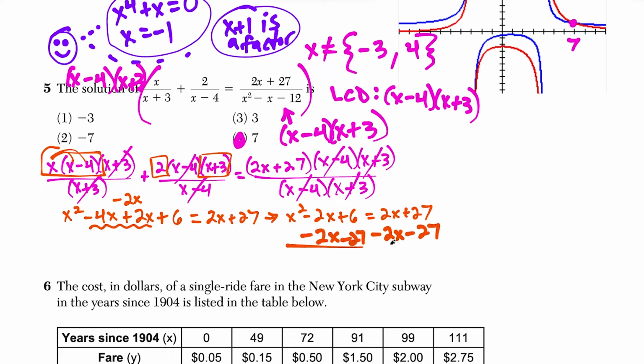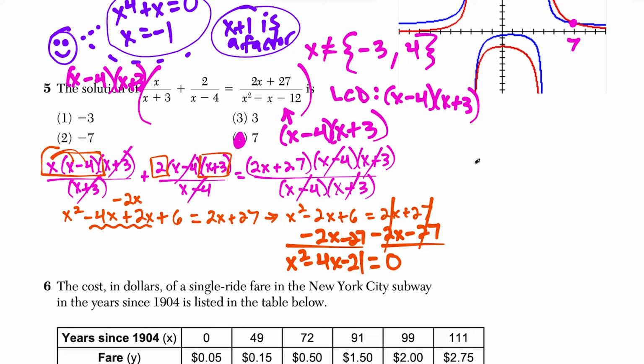So this is what we're going to do. And now what we have, 2x minus 2x cancels, as well as 27 minus 27. This is all equal to 0. And now from here, what we have is x squared minus 4x. And when we do 6 minus 27, that gives us minus 21. Okay, 6 minus 27 is negative 21.